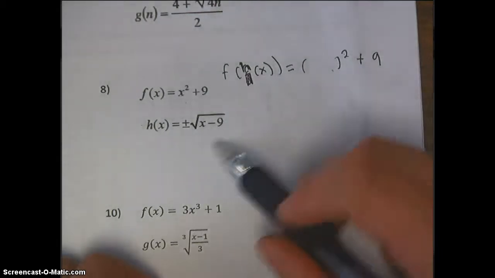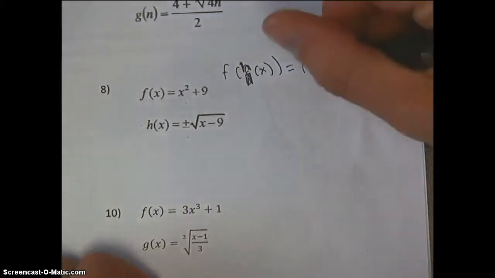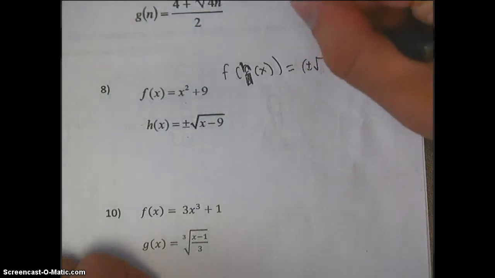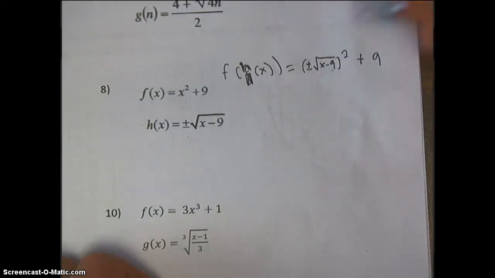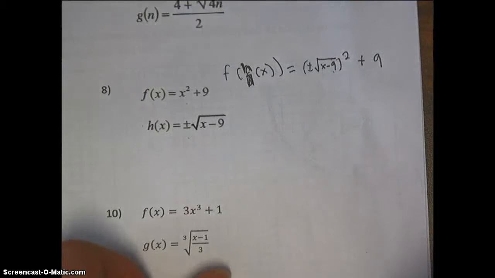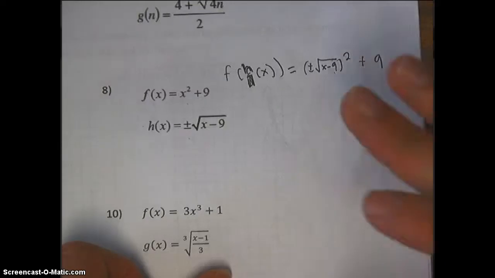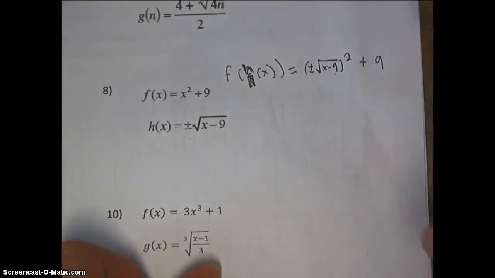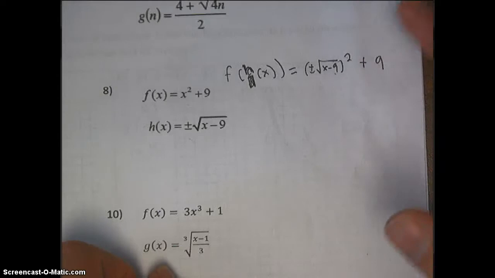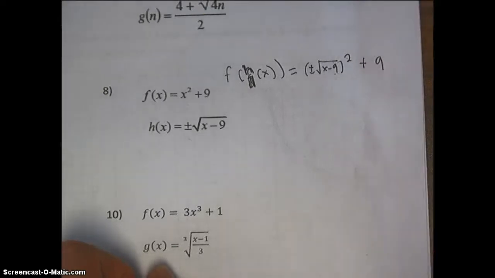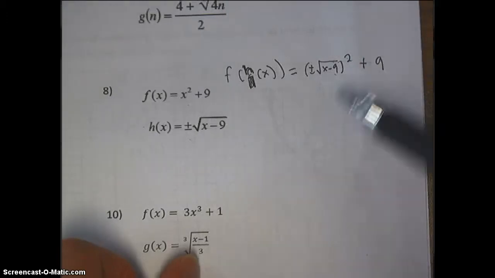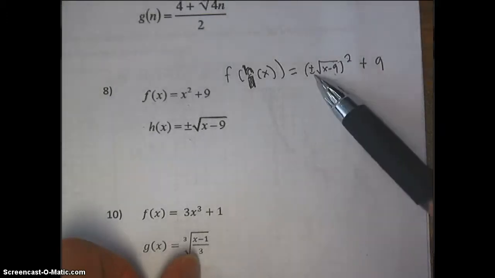So I'm going to put all of h up into that parentheses. Plus and minus the square root of x minus 9. And I just need to simplify this thing. Get as simplified as you possibly can. And what we're looking for is when it's all the way simplified, if it's just an x, then they are inverses. If it's anything but an x, like x plus 4, x squared minus 9, anything but an x, then they're not inverses.